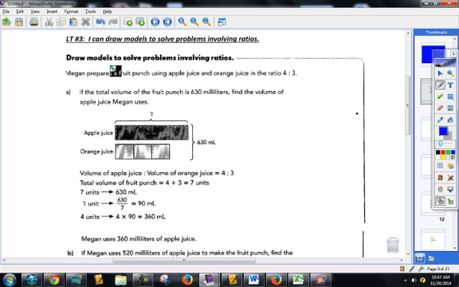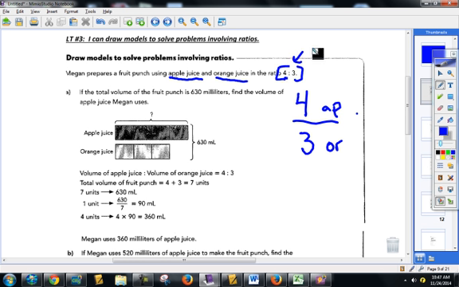Here's kind of how you do these. Draw models to solve problems involving ratios. So Megan prepares a fruit punch using apple juice and orange juice. So that's the two ingredients, and there's the ratio she is going to use. It's going to be 4 parts apple and 3 parts orange. That's the beginning ratio. So whenever you get that ratio, that's going to be what you're going to model.